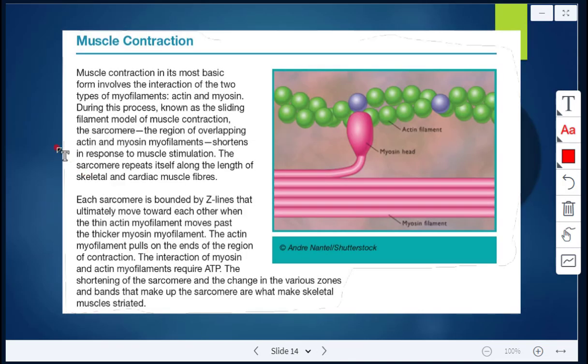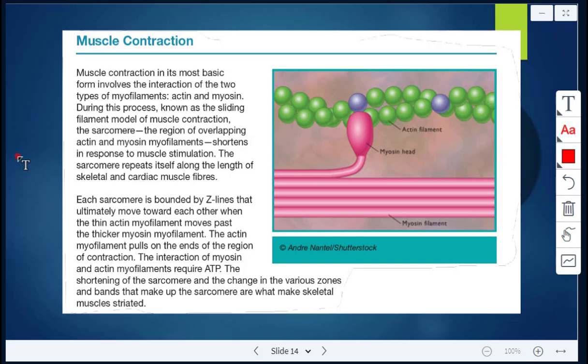All right, so muscle contraction, we had talked about, involves the interaction of those two myofilaments, the actin, shown here, and the myosin. Here we are seeing the myosin head as well as the whole myosin filament. During this process, the sliding filament model of muscle contraction, the sarcomere, which is the region of overlapping actin and myosin filaments, shortens in response to muscle stimulation.